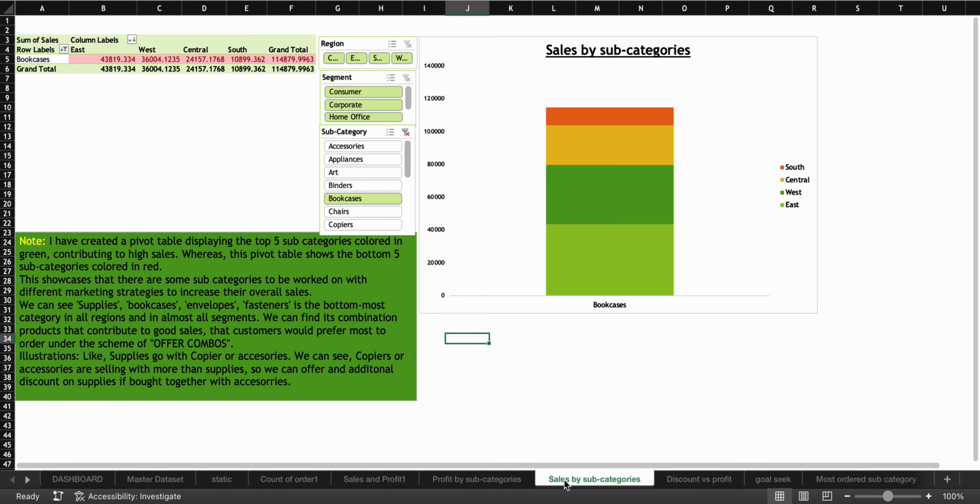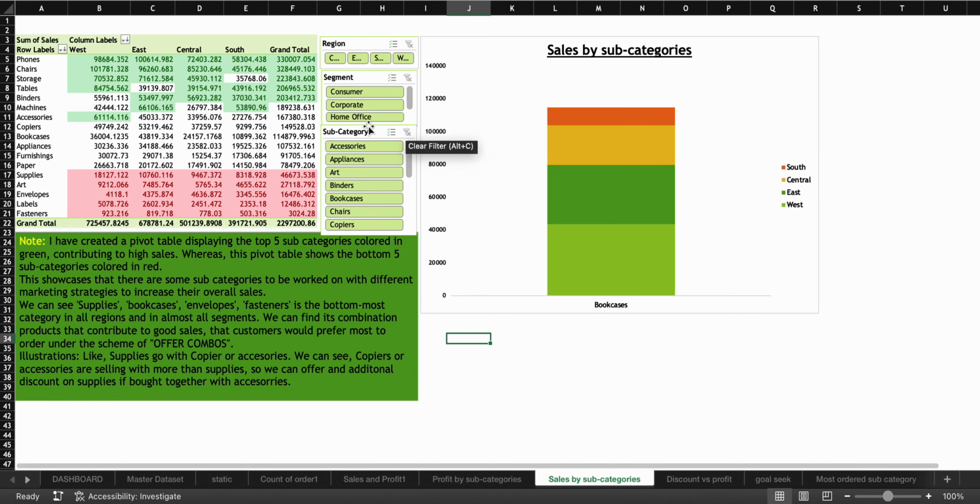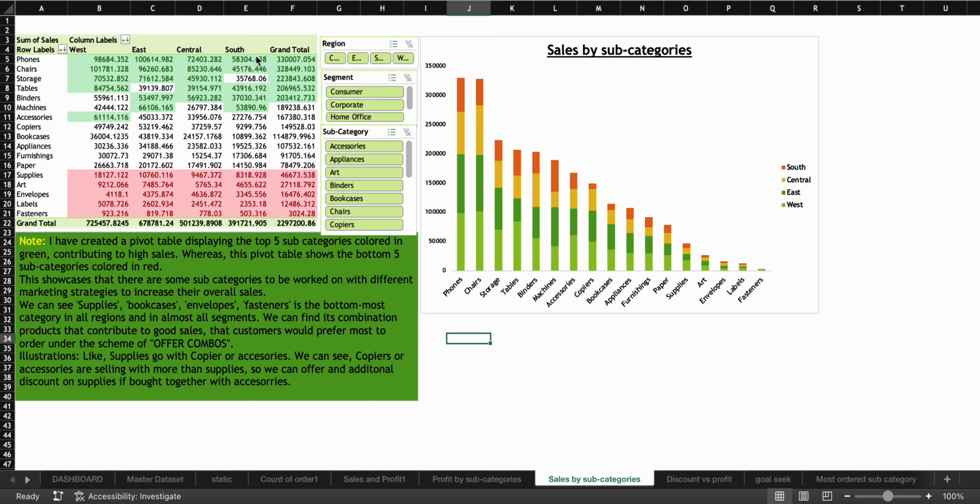The same thing I've done for the subcategories. Let me just deselect these, take out the filter. Yeah, now you can see the whole thing here. So here, this is the sum of sales in terms of these subcategories. Here you can see that these are the top five and these are the bottom five, in terms of sum of sales, with respect to these subcategories, you can say.